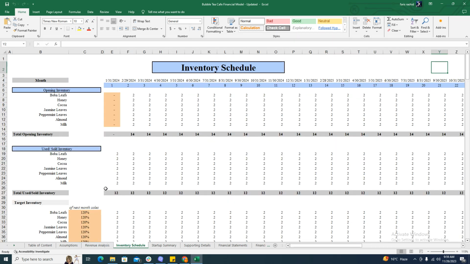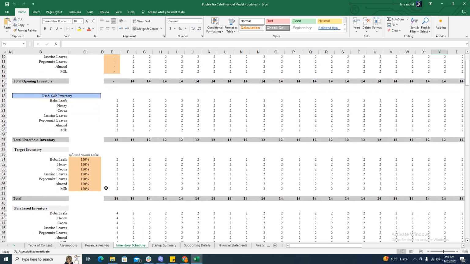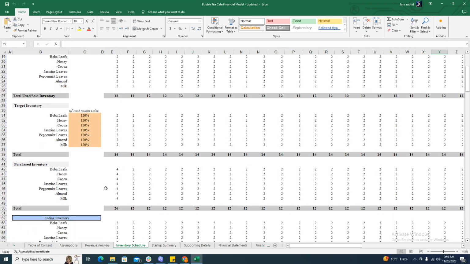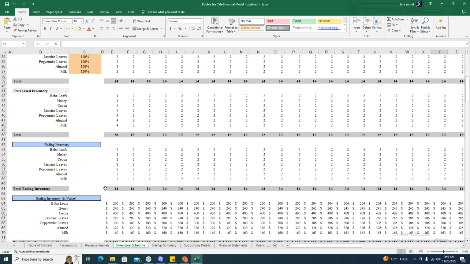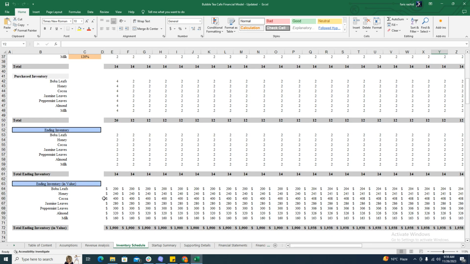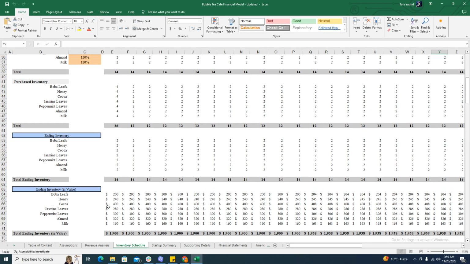Then comes the inventory schedule. This shows the inventory of the business, the opening inventory, used or sold inventory, the targeted inventory, purchase inventory, and ending inventory as well. It also shows the ending inventory and the value, as you can see over here.